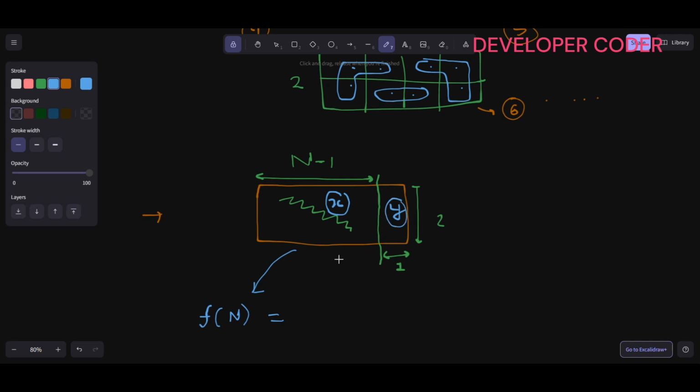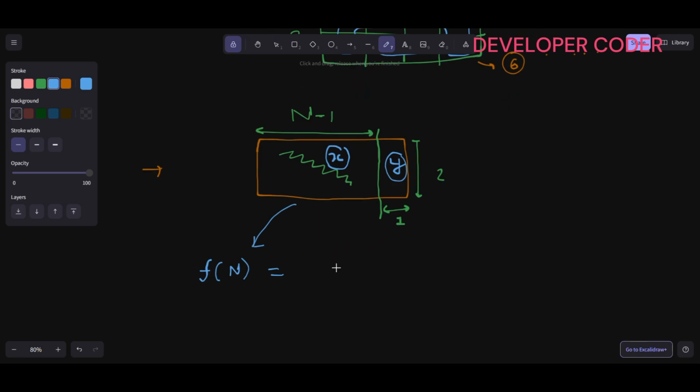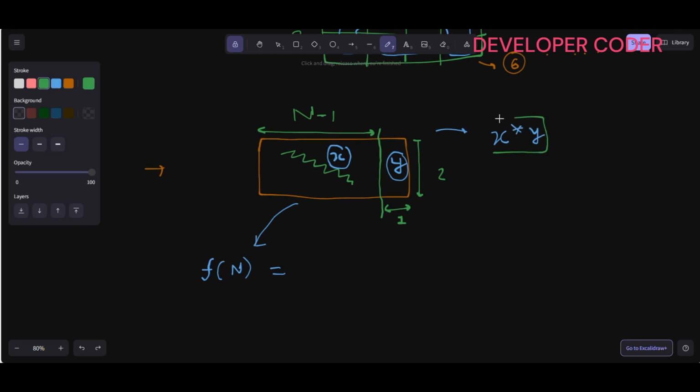So I can write that the total number of ways to tile this complete area is nothing but x into y. One more time: you already know that in this part there are x ways of tiling. This is one way of tiling, this is another way, this is the other way, this is also another way. X ways. And in this part you know that there are y number of ways of tiling. One way, second way, third way, fourth way, fifth way. There are y number of ways of tiling.